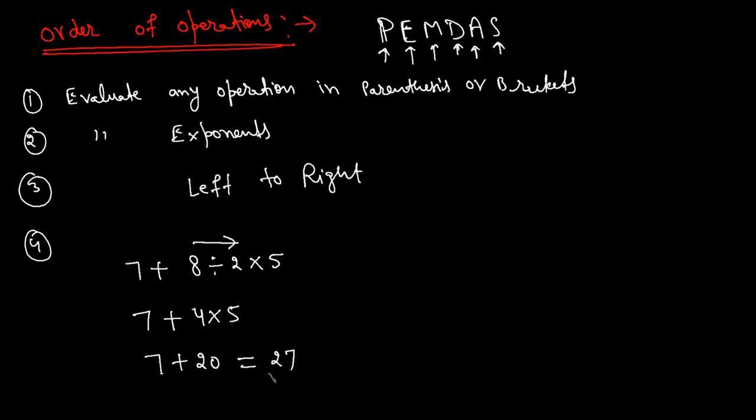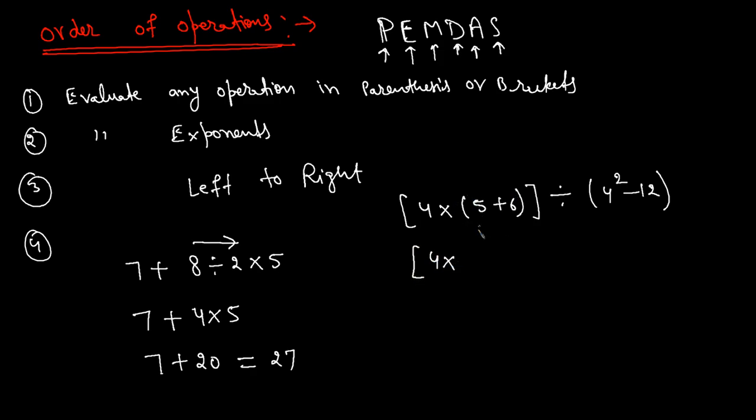One more example that will involve parentheses and exponents. So I've got a bracket, 4 times (5 plus 6), divided by (4 squared minus 12). First of all, parentheses. Can we solve parentheses here? Yes, but we also need to solve the exponent. So 5 plus 6 is 11, and 4 times 11 is 44.